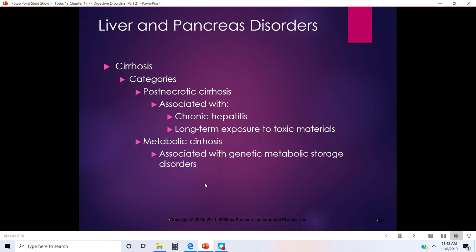The second one is post-necrotic cirrhosis. This is one that would be associated with conditions like chronic hepatitis, right? Hepatitis C, that type of thing. Long-term exposure to toxic materials, right? Different chemicals and that type of thing. That can also cause cirrhosis. And then finally, there's something known as metabolic cirrhosis, where these are usually genetic problems where the liver stores different types of substances, and that ends up doing damage to the liver.